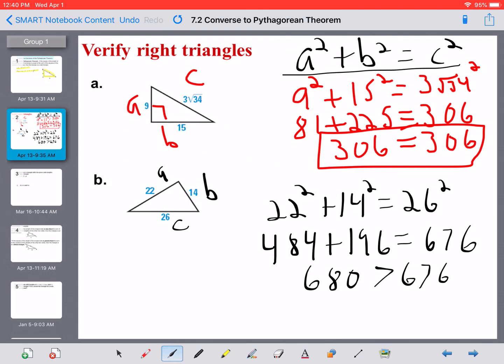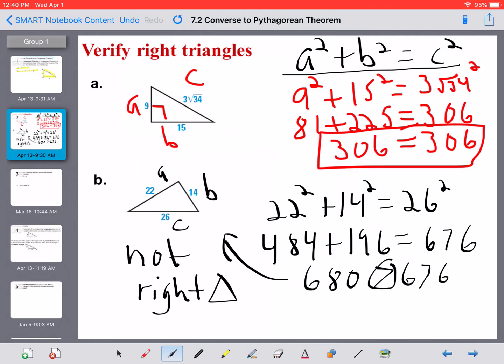So that tells me that this triangle is not a right triangle because they did not equal. It was greater than. Okay? Here's some other examples.